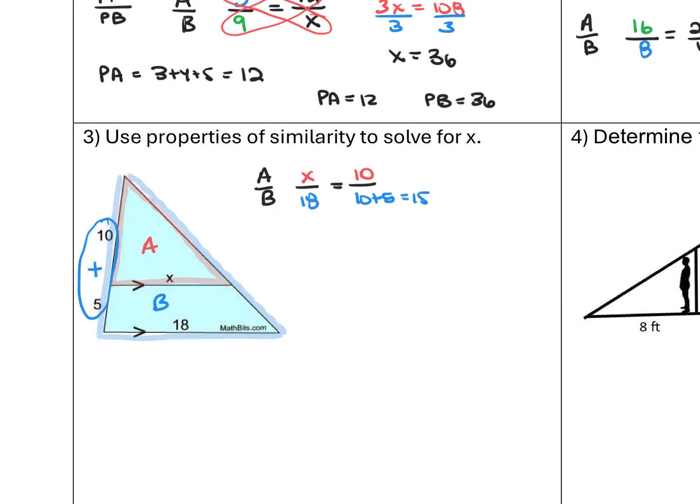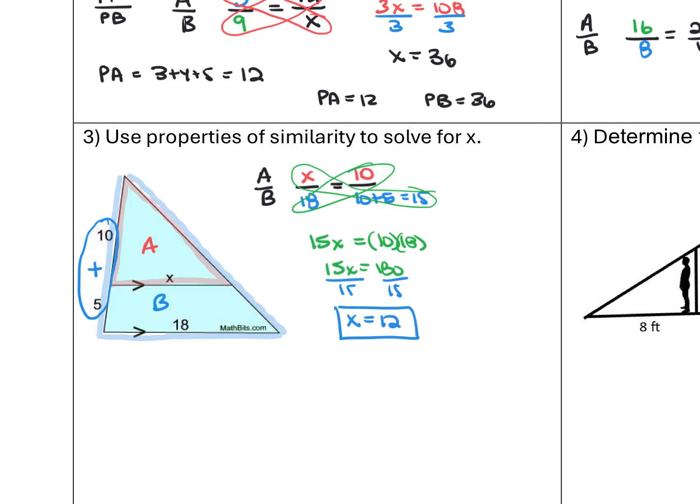All right, from here, I am going to cross multiply. So I've got 15x is equal to 10 times 18, which gives me 180. So 15x equals 180. To get x by itself, I got to divide by 15. So 180 divided by 15 gives me 12. So x equals 12.